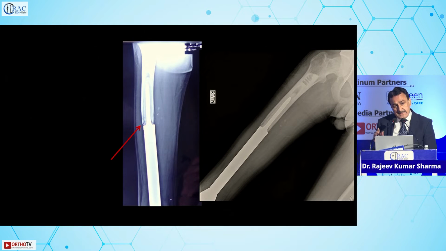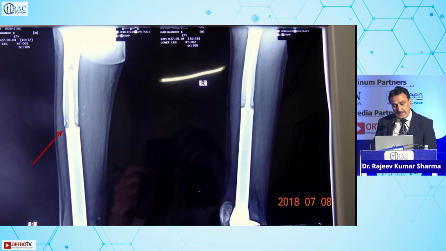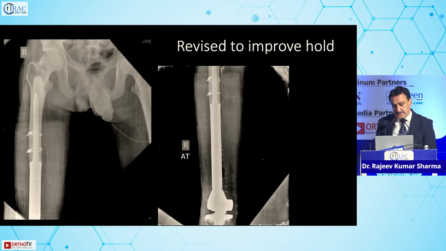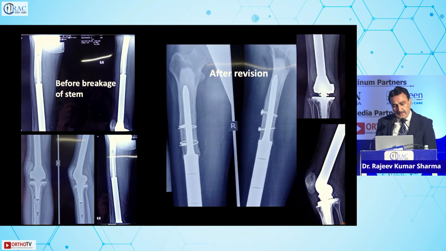And then you see that there is some amount of space coming up where the stem is connected with the proximal femur. You see it more in close observation. And here, this patient had an inability to walk after just a little bit of jerk. At 18 months, the stem was broken. That's what we see here. The implant was revised to a thicker stem, and it was providing very good support. This is before the breakage of the stem on the left side. On the right side is after the revision.